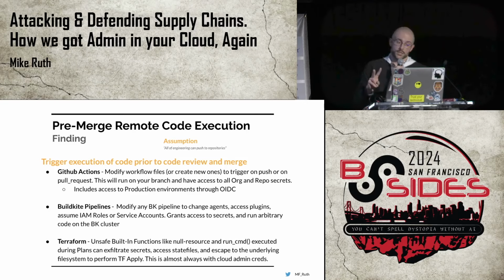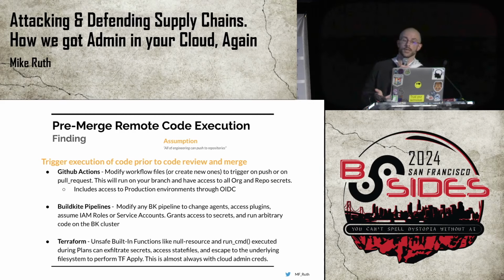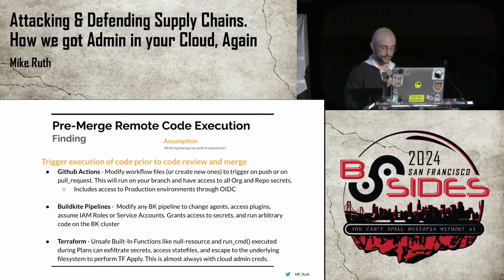So this opens up two new use cases for us. One is the federated OIDC mechanism that we talked about before. So using OIDC federation from existing repositories, and then also being able to use unsafe built-in functions in Terraform, like null resource, run command if you're using something like Terragrunt, any sort of third-party marketplace or remote-based providers. There's a bunch of sort of nasty things that you can do with Terraform resources. And that allows you to exfiltrate secrets, access state files which themselves might have secrets, and escape to the underlying file system and actually perform Terraform applies.